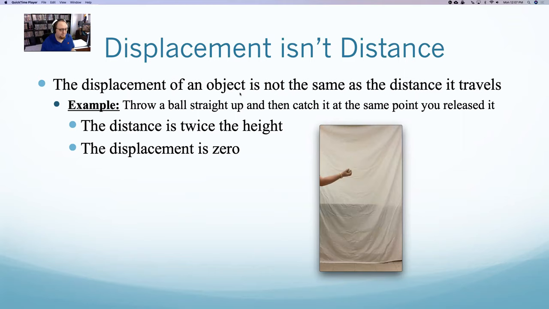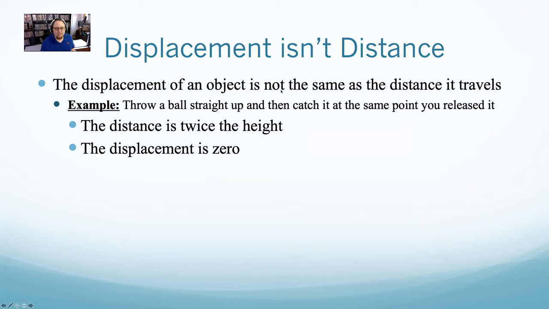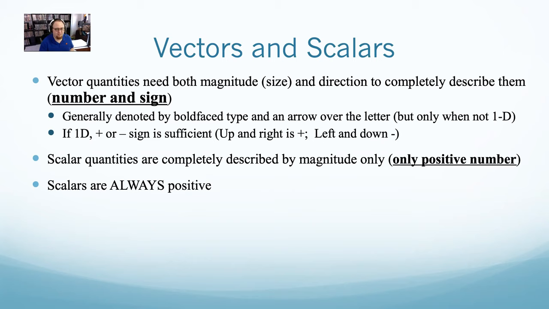Okay. Now, before I can get further, and I'm going to in a second, I've got to do a quick aside and talk about vectors and scalars. Vectors and scalars come up a lot in physics. Vector quantities are something that need both size and direction. The general idea with a vector is that if you talk about something's position or displacement, it's not good enough to just say how far it went. You need to know which way.